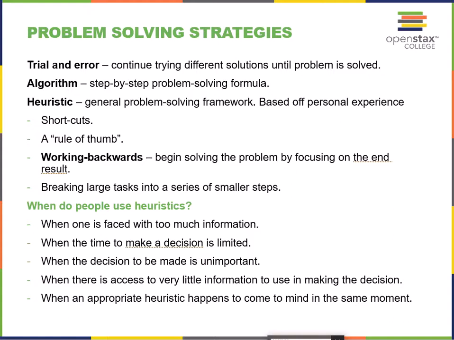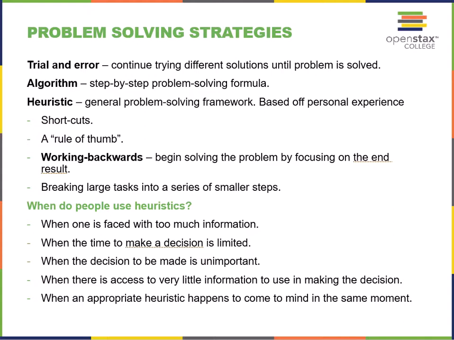Trial and error is basically where you try something, see if it works or not, and keep going through until you find something that works. Algorithms were basically a step-by-step problem-solving formula. This is where you do things step by step, bit by bit, in a certain way. It can be very time-consuming.